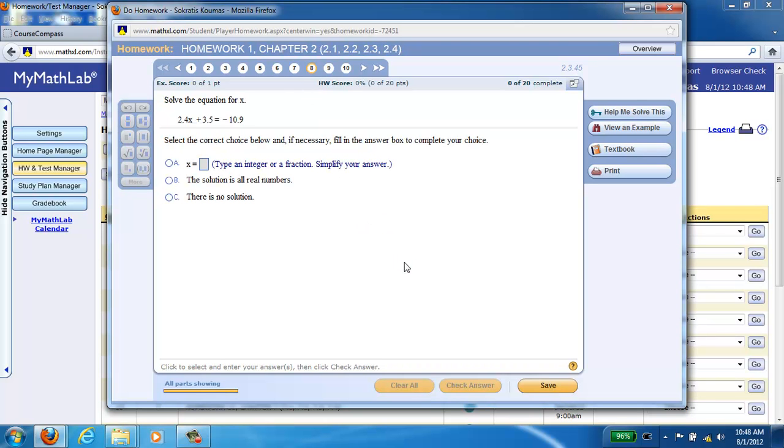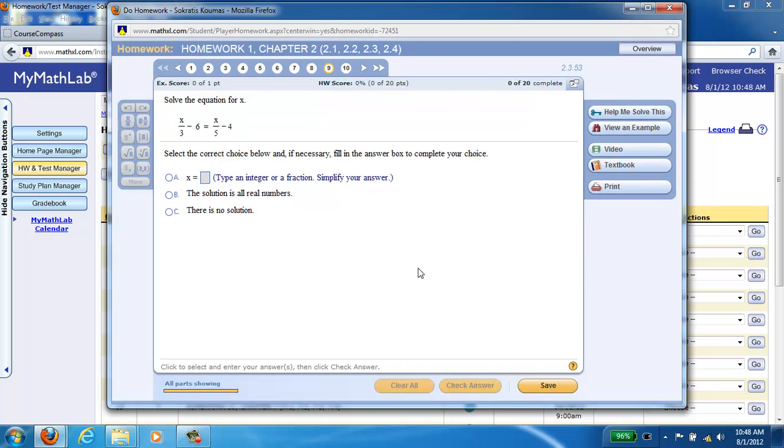Problem number 8, you have to solve this equation for x. There's a possibility that you don't have a solution or the solution is all real numbers. Problem number 9, you have to find the least common denominator and then continue.